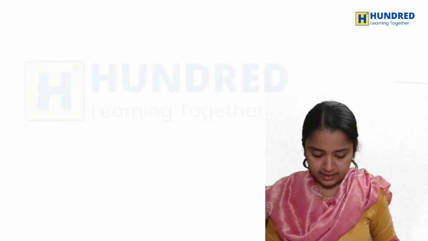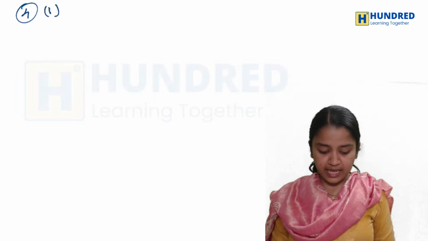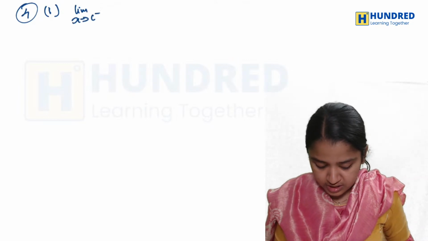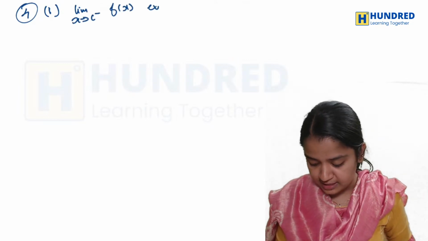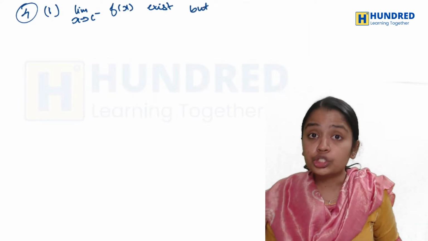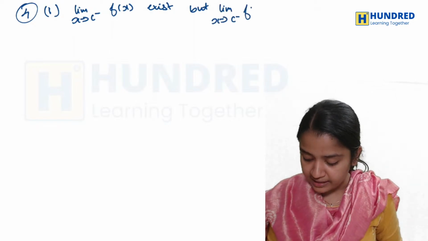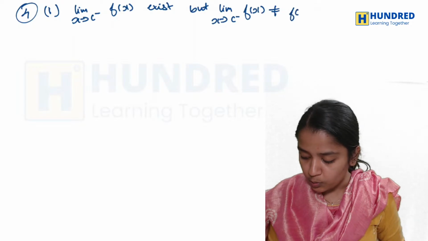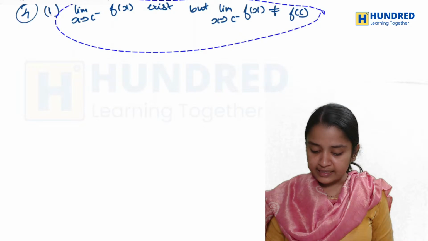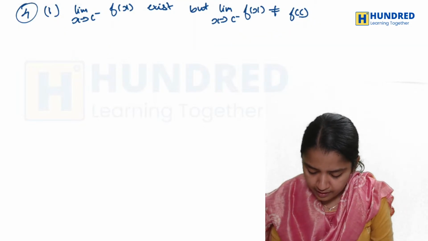Now what about the next one? Our fourth one is basically me just expanding this one. The limit as x tends to c minus of f of x exists, but both should not be equal. So the limit as x tends to c minus of f of x is not equal to f of c. In this case, what can you say? It is not continuous.